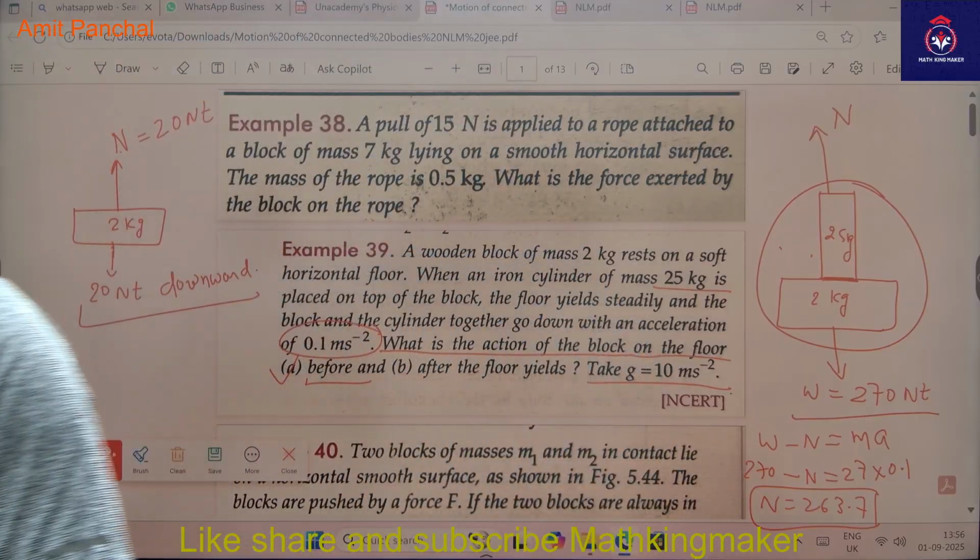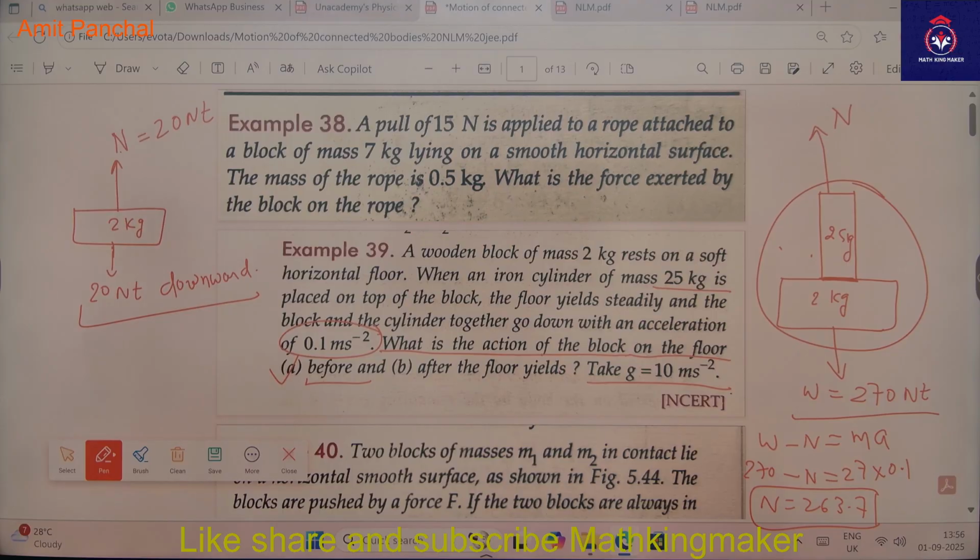But why are we considering normal and not the mg? That's my question. If they are in balance, then the scenario is different. But I'm not understanding why we are taking normal. Why can't we just take mg?